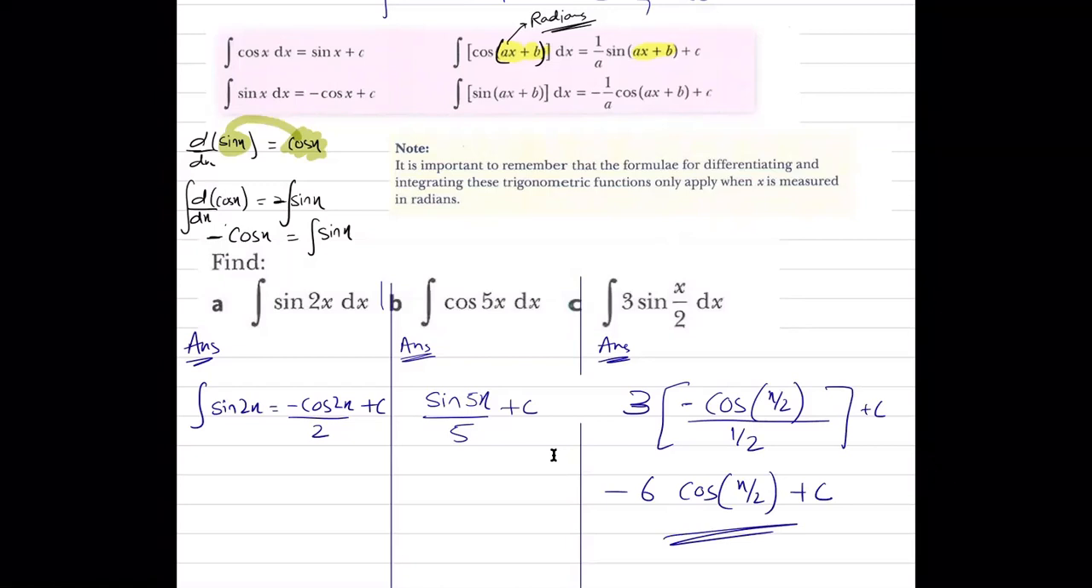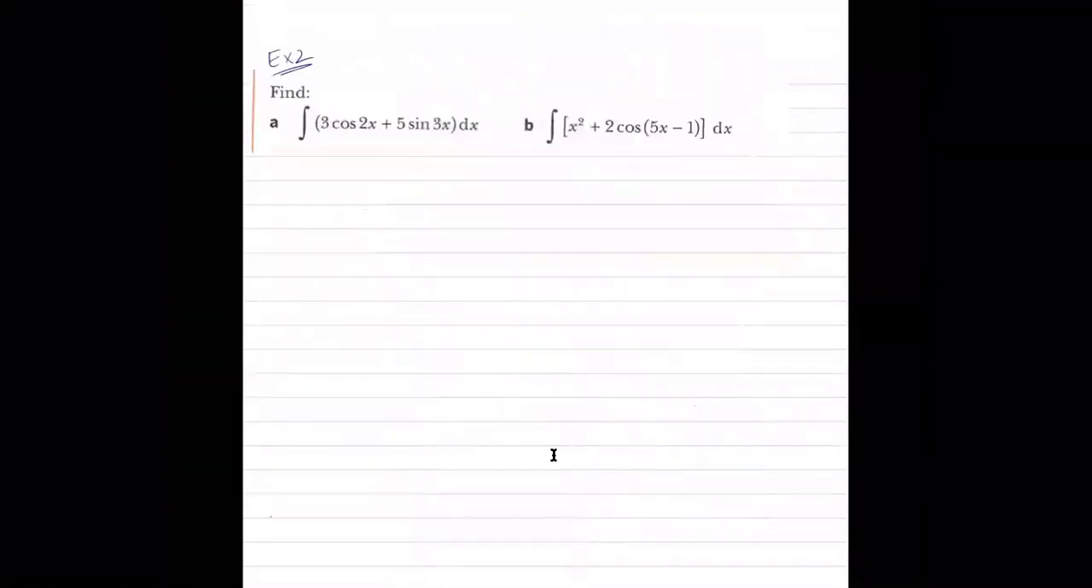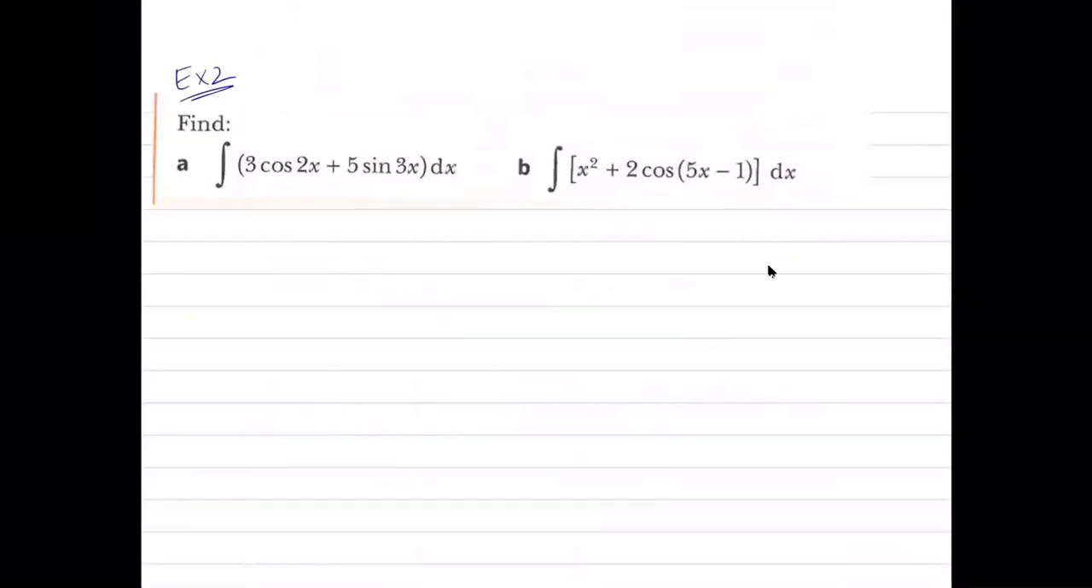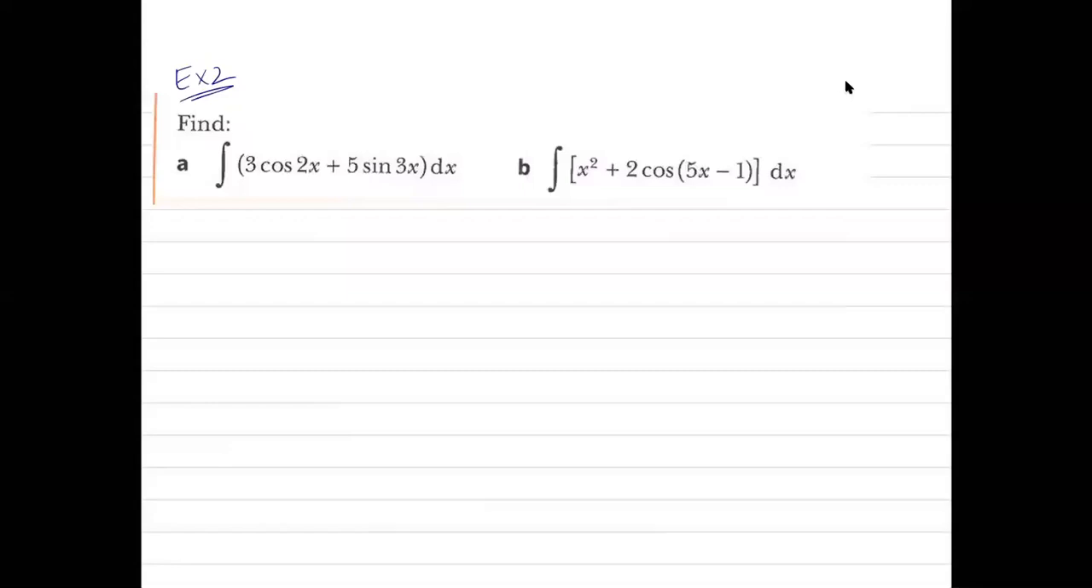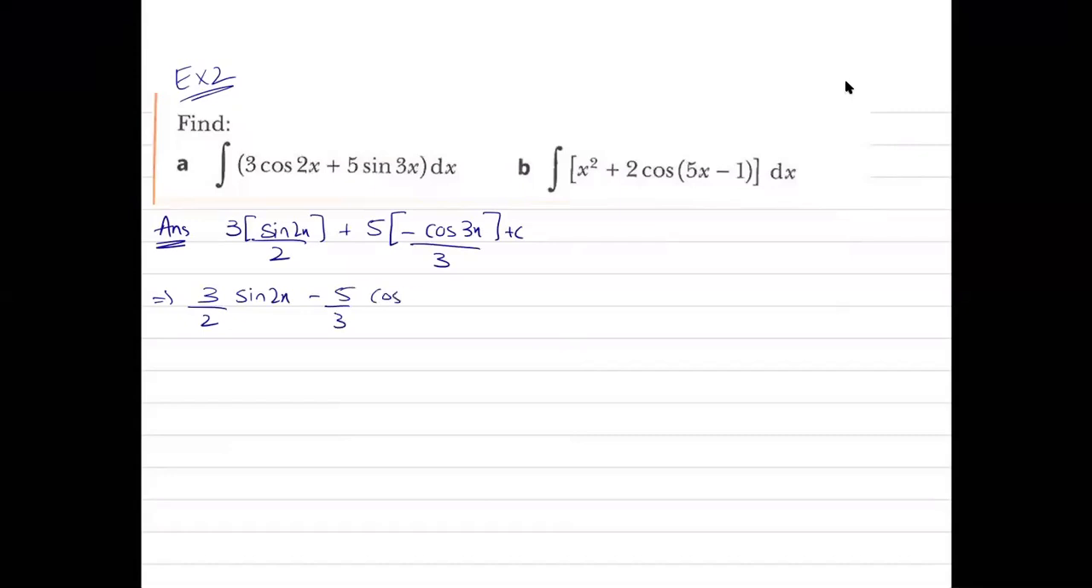Any questions so far? No, sir, I got it. Okay, try these questions now. So integration of 3 cos 2x comes out to be 3 sine 2x upon 2, plus 5 minus cos 3x upon 3 plus c. So 3 upon 2 sine 2x minus 5 over 3 cos 3x plus c.